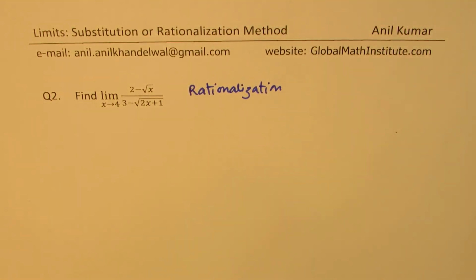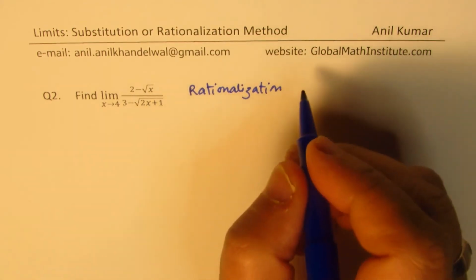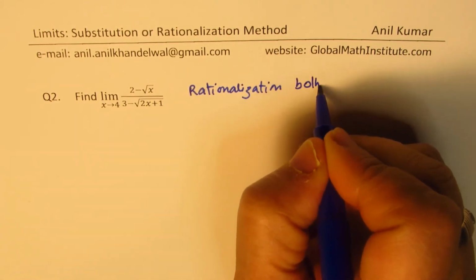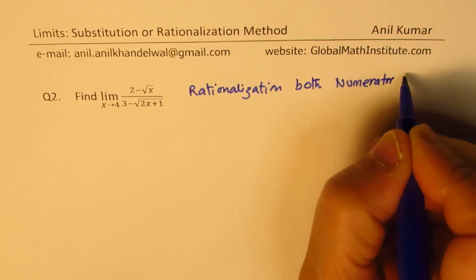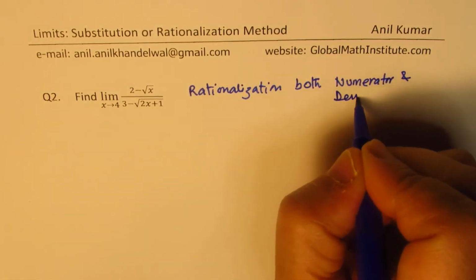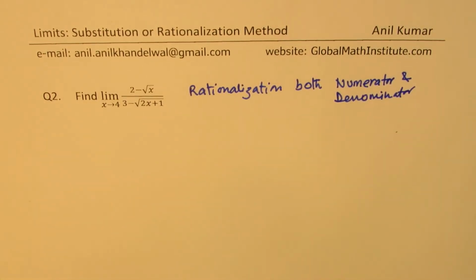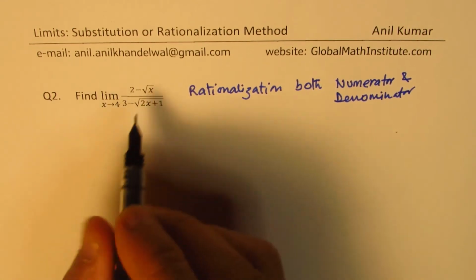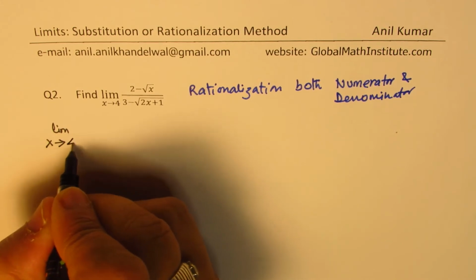Now in this case, you need to rationalize both numerator and denominator, since we have that square root term in the numerator and denominator. So we'll rationalize both numerator and denominator. So that makes this question really difficult to be solved by any other technique, I mean, factoring or by substitution. So rationalization, this process will be something like this.